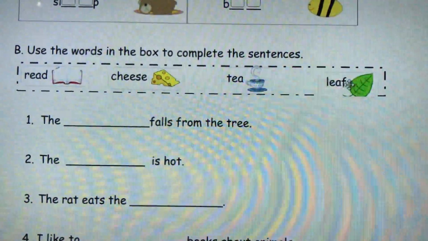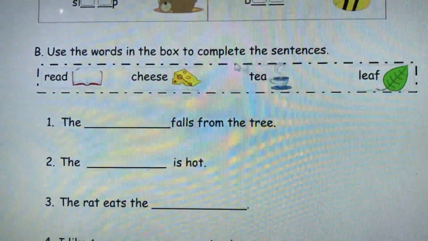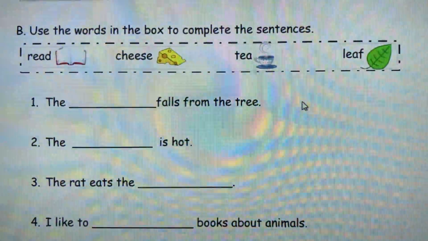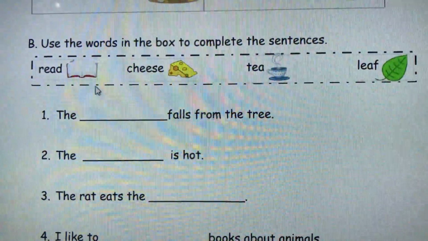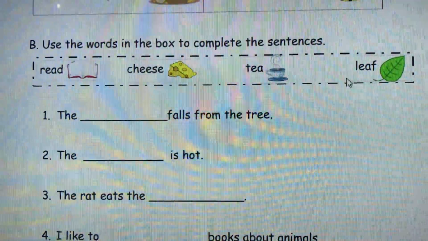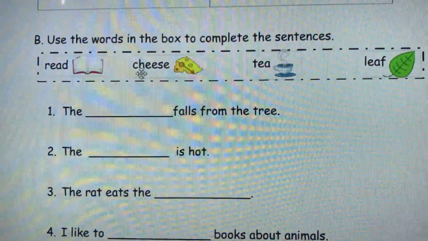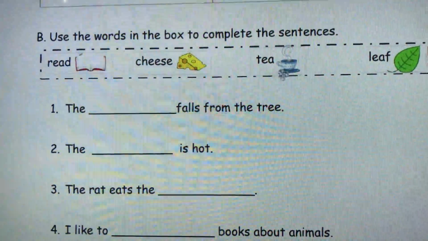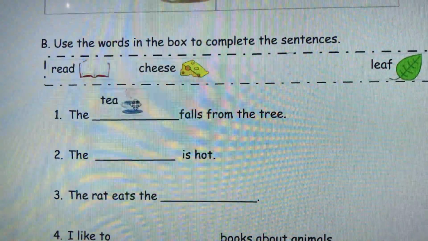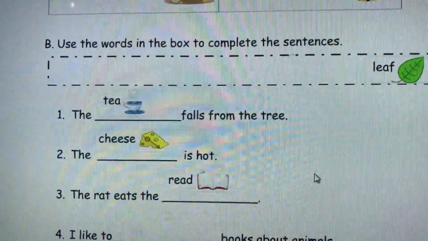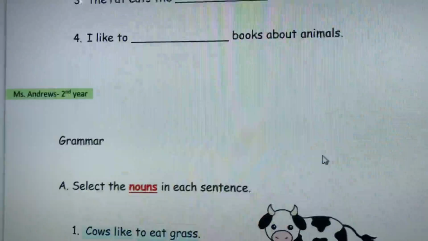You see, all right. If you go down to the next exercise, you have to use the words right here, these words over here, and complete the sentence. So, "The blank falls from the tree." What falls from the tree? Reed, cheese, tea, or leaf? The reed is hot. The cheese is hot. The tea is hot. So do you see it? You put it like this, and you drag them, and you complete the sentence. Okay, that's for that exercise.